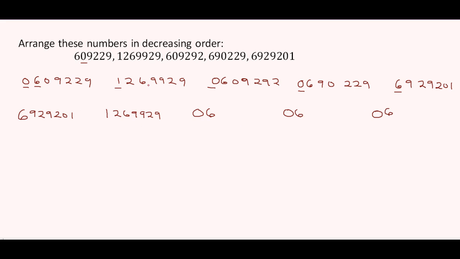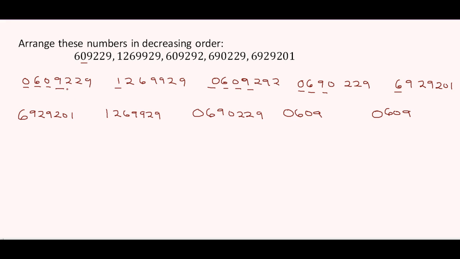So we have taken care of this, and then this. Now we're looking at the next digit. We have 0, 0, 9. So the one with the 9 comes first: 9, 0, 2, 2, 9. So now we have 0 as the third digit. We also have 9 as the fourth digit on these last two. So let's put 6, 0, 9, 6, 0, 9. Okay.